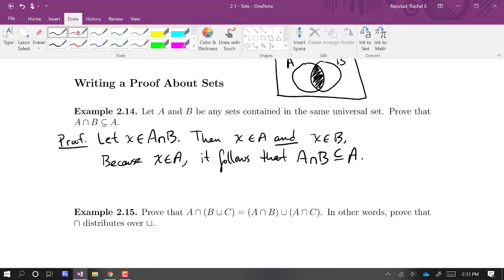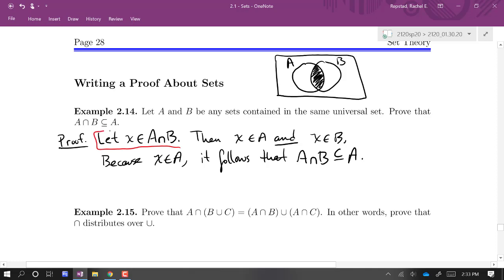So that's what I mean when I say this one was pretty immediate. You always start with let X be an element of this set on the left or whatever, right? And then you're going to show, as soon as you say, then X is in this set on the right, then you're pretty much done. So this was pretty immediate, but we just got that from the definition of what it means to be in the intersection.